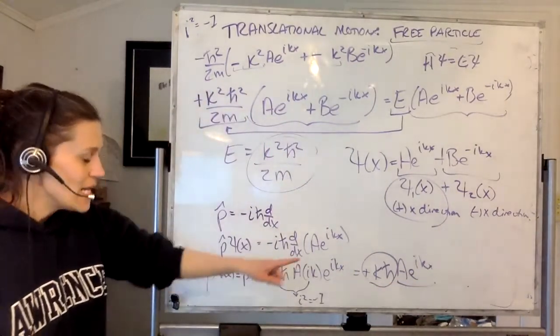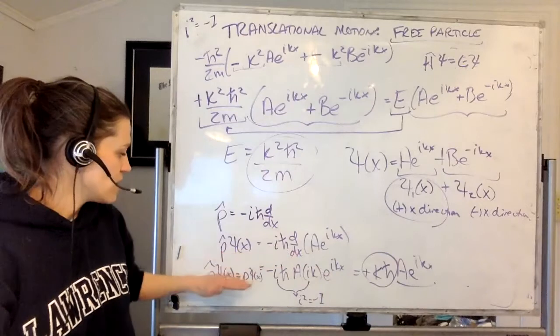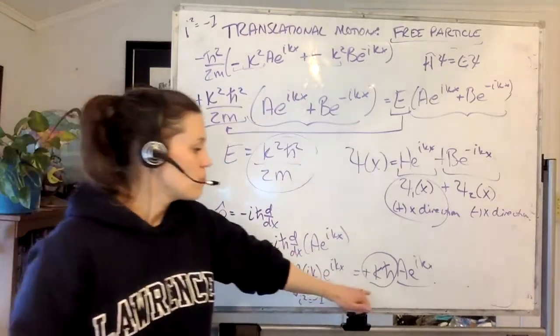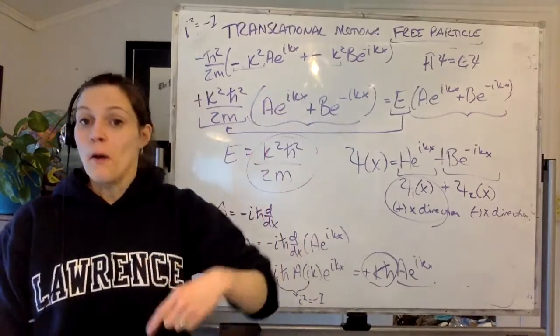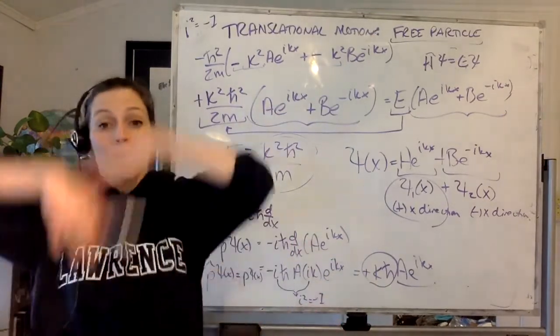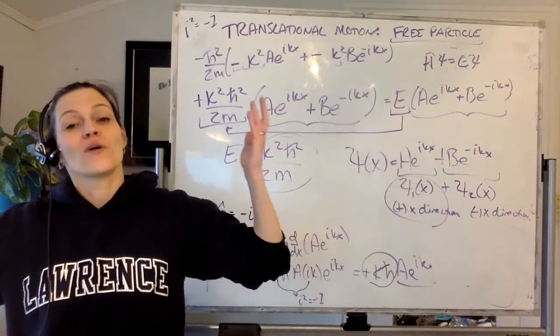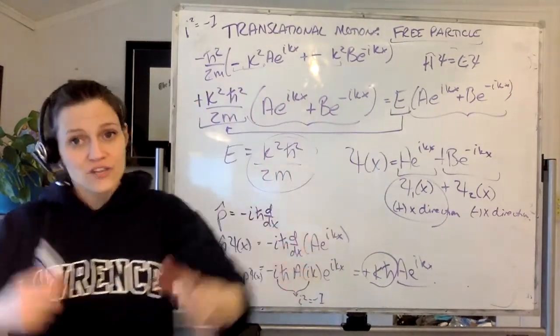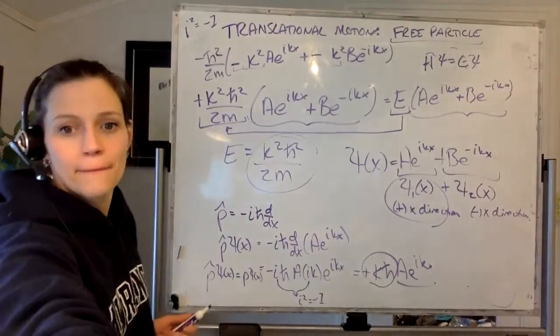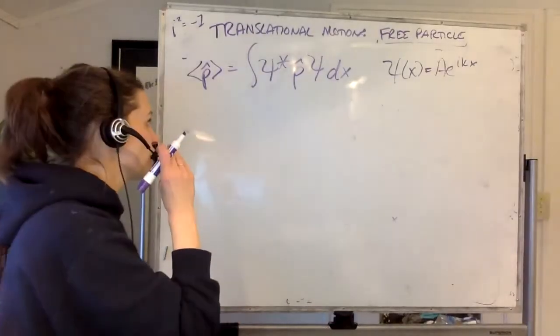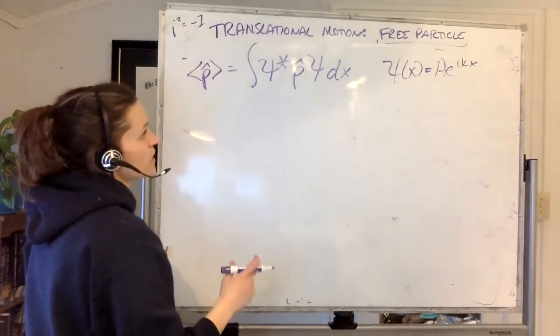What this means is that this satisfies the momentum operator, and then my momentum observable would be k h bar for a single measurement. But I don't want a single measurement. I want a bunch of measurements. So I want to know what the expectation value of this would be. So I'm going to do the expectation value next. Okay, so we're looking at the expectation value of the momentum for this case.